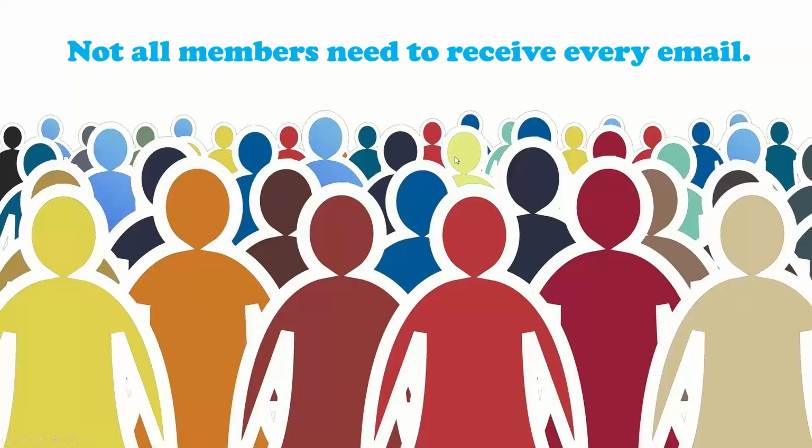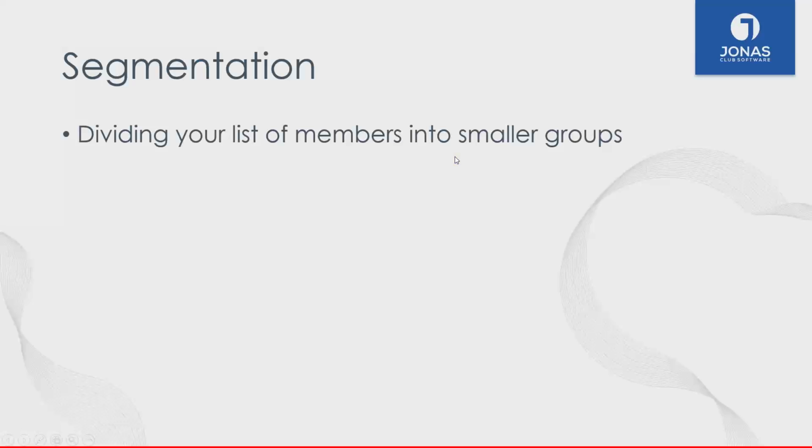So how do we make sure that they're getting the right emails? Well, we're going to use segmentation. That's just a fancy word for dividing your email list of members into some smaller groups. And those smaller groups are based on that data found in the membership database.